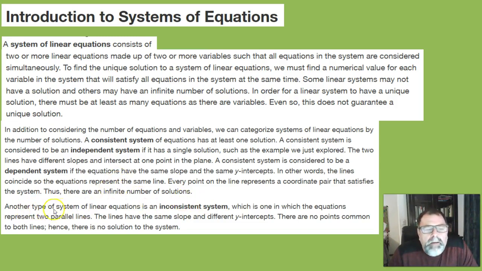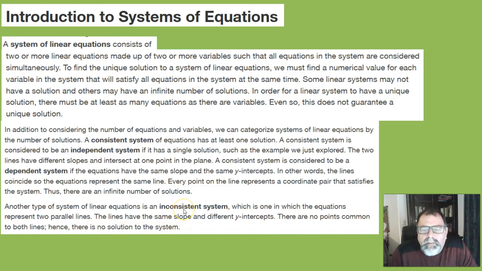Another type of system of linear equations is inconsistent systems. Consistent has at least one solution. It can have one solution, so that would be an independent system. And if it has infinitely many solutions, that would be dependent. Inconsistent has no solutions, and that represents two parallel lines. They'll have the same slope but different y-intercepts. Again, from geometry, parallel lines have no points in common, so there's no solution to the system.